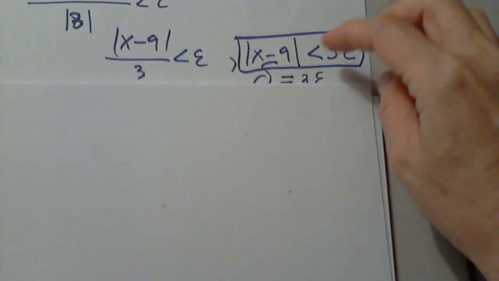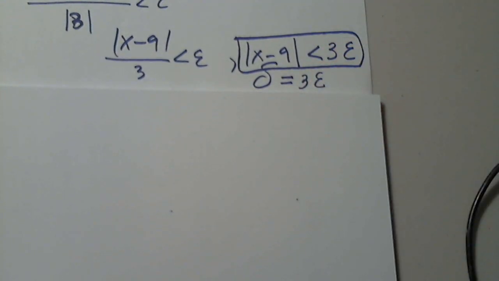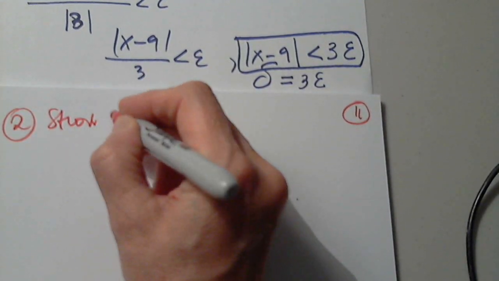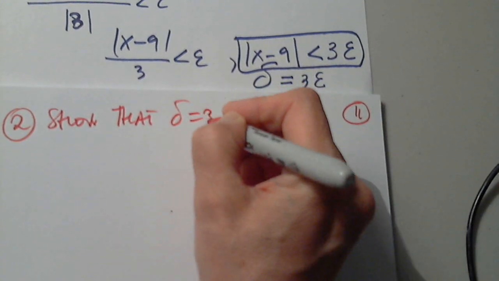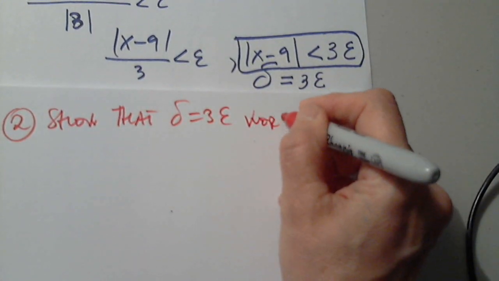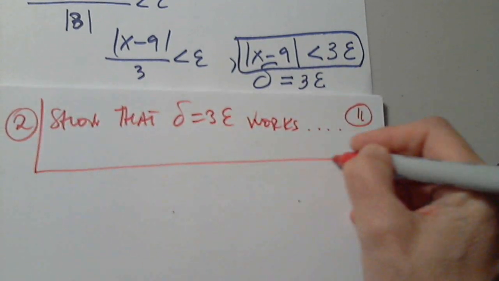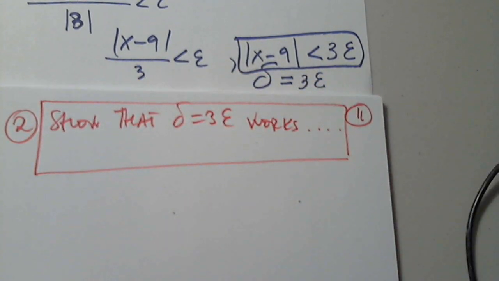Show that delta equals 3 epsilon works by reversing the steps. So step 2, show that delta equals 3 epsilon works by reversing the steps from above. Do we actually have to show that it works, or do we just have to write that? That's it, this sentence. I don't want you to do anything else. I just want you to write the sentence.